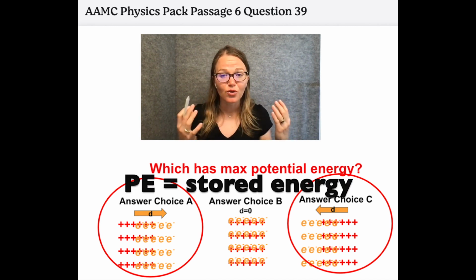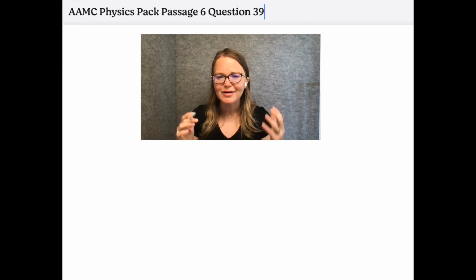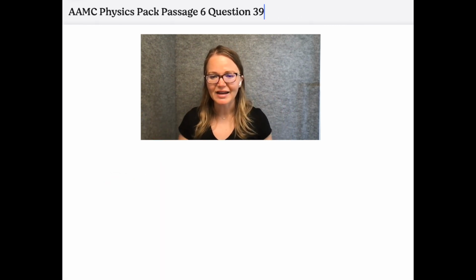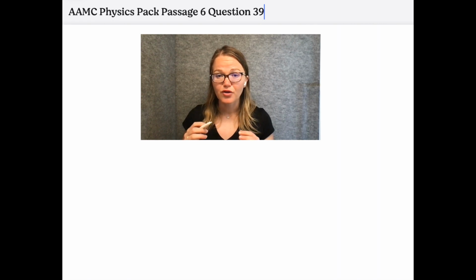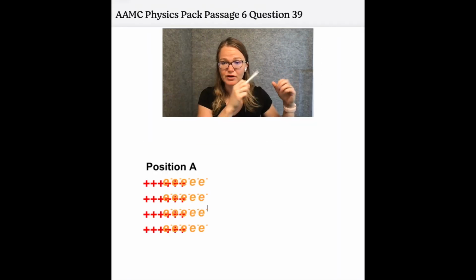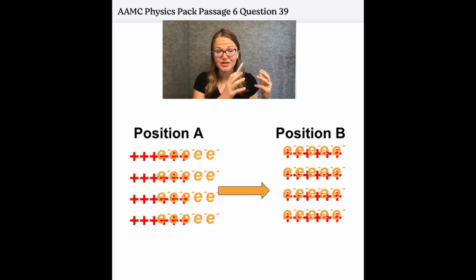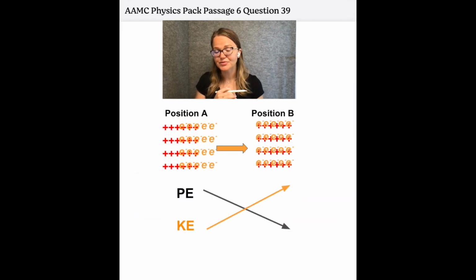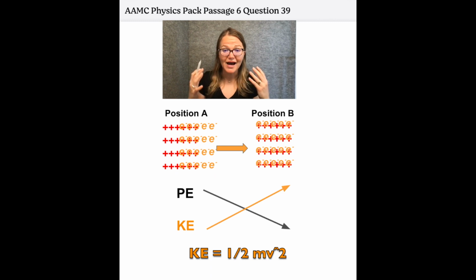It's just stored energy. So now if we think about question 39, when the electrons move from position A, which is where they were already displaced, to position B, we said that at position A, they've got a lot of potential energy. And then as they move back to their equilibrium position, they're going to have less and less potential energy, and they're going to be gaining more and more kinetic energy. And that's because, remember, our equation for kinetic energy is 1/2 mass times velocity squared. So it's got velocity in it.